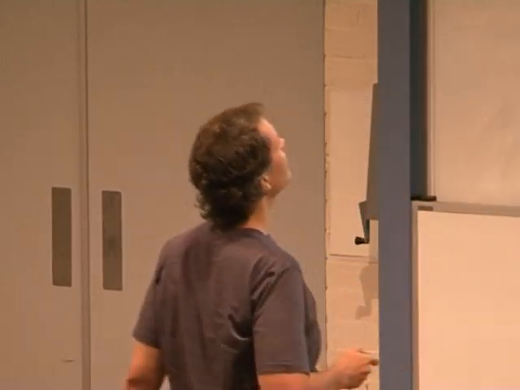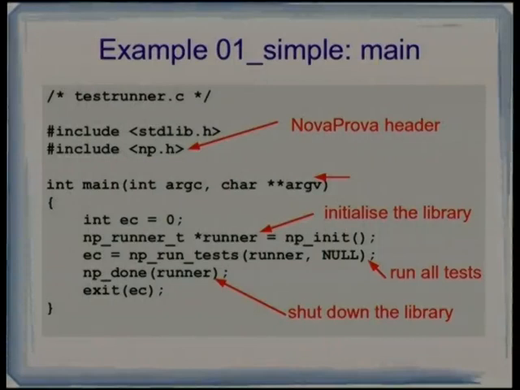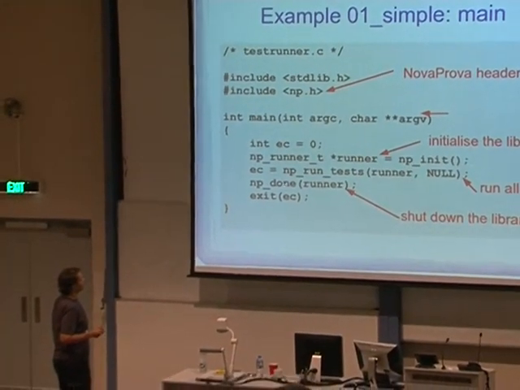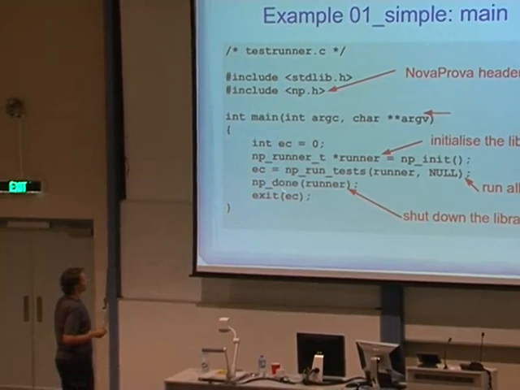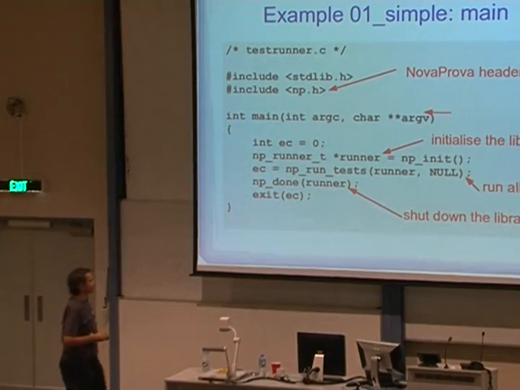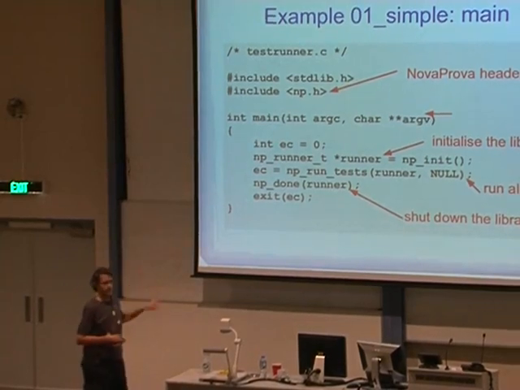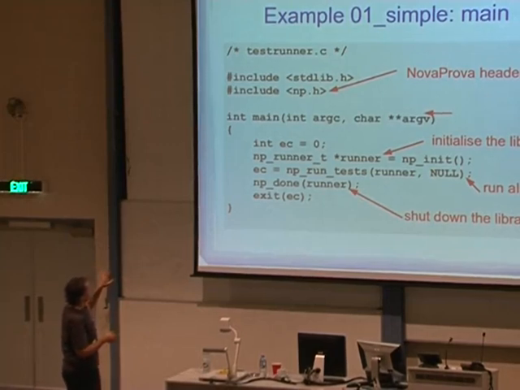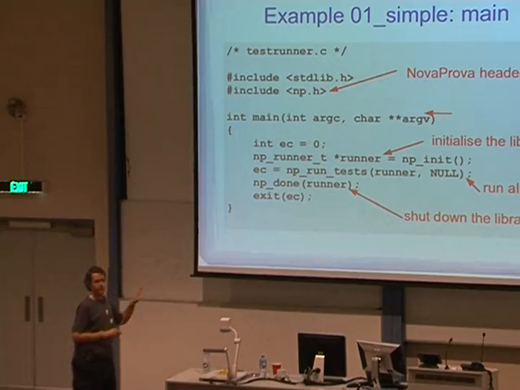And yes, that's impossible. So this is your main routine. You include the header file. It's a main routine. There's this runner object. You create one. You run the tests. And you destroy the object, and then you exit using the exit code that you were given, which basically says whether a test failed or not. There are some more complex versions of this later, but that's the fundamental of what we do. Notice, this is fully functional. You don't need at any point to register any tests.